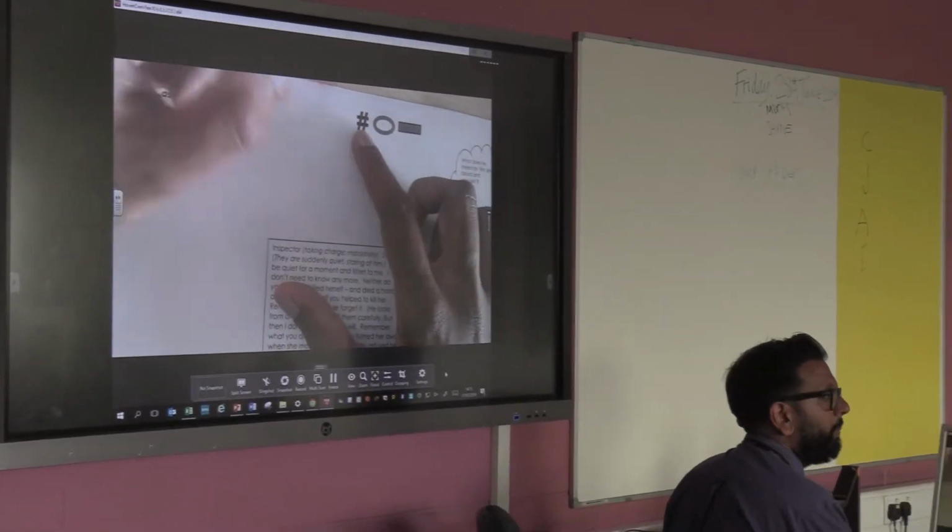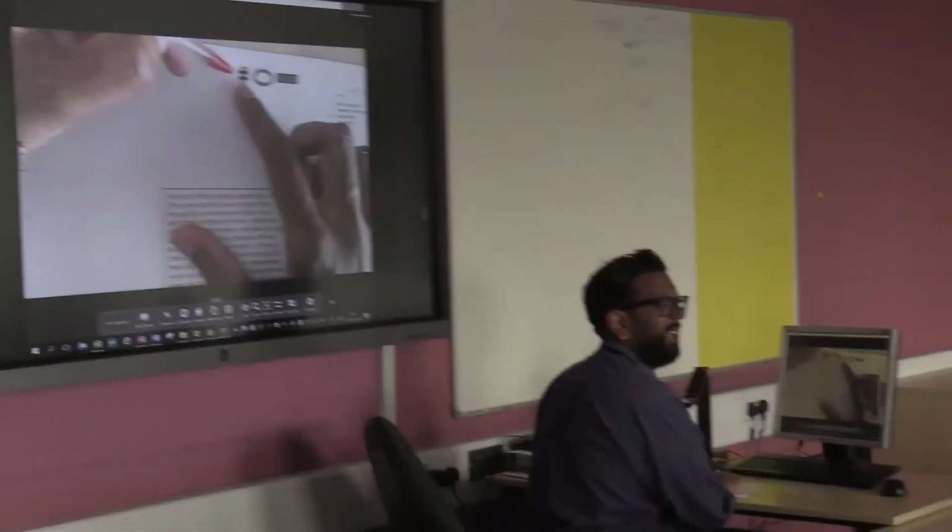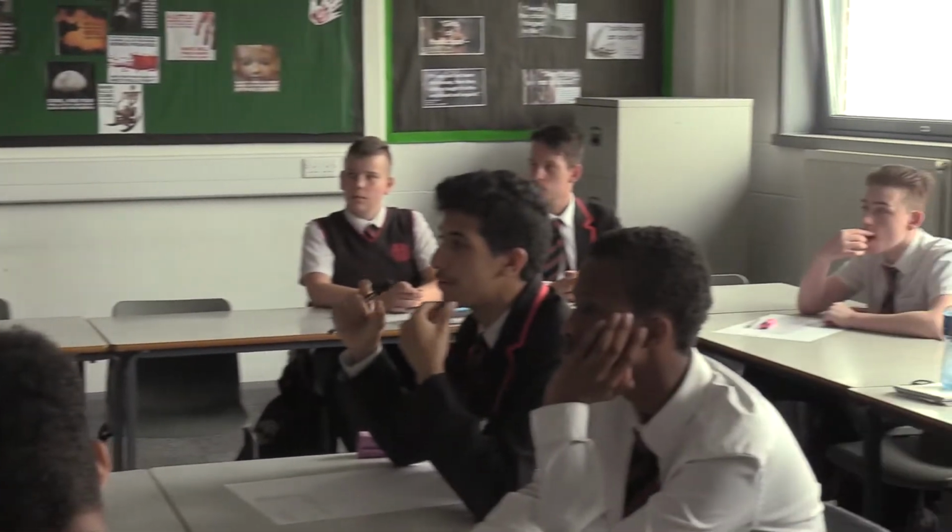Numbering. I'm trying to remember what that's used for. Malik, can you remind me what we're numbering? I think it's to summarise that part of a paragraph. Excellent.